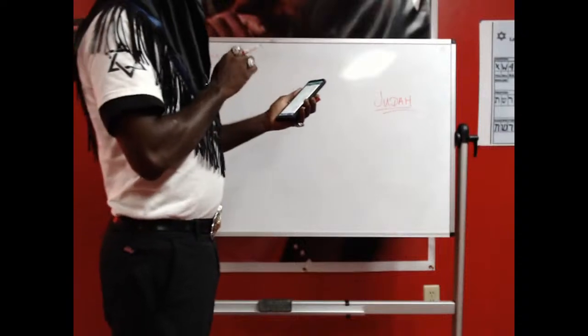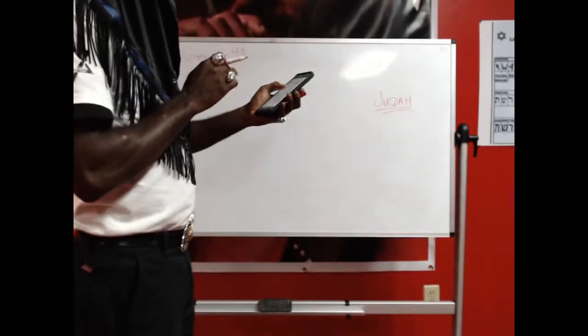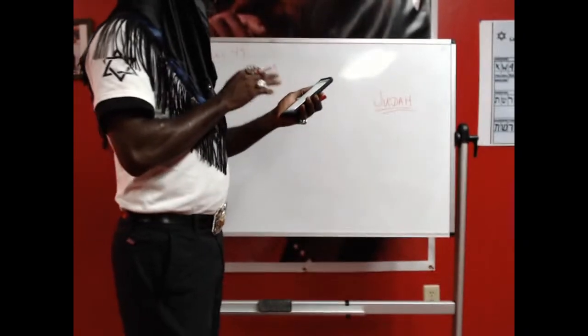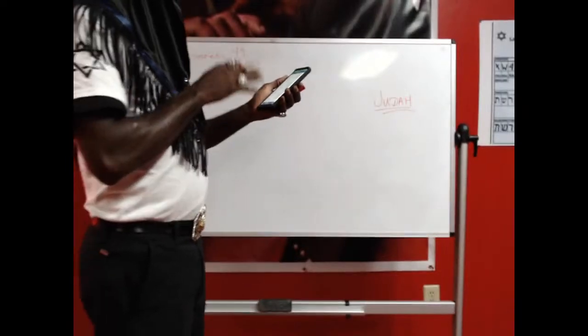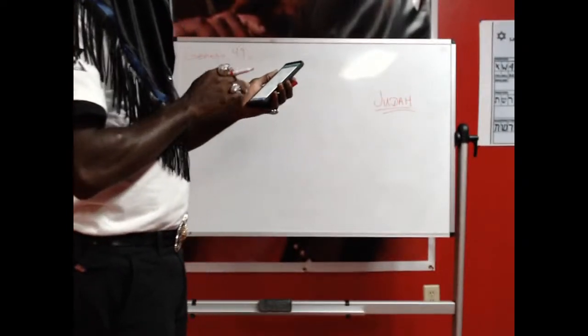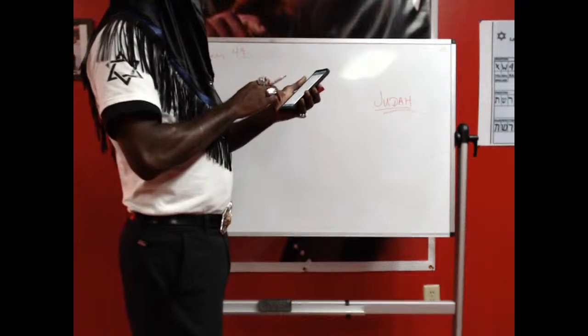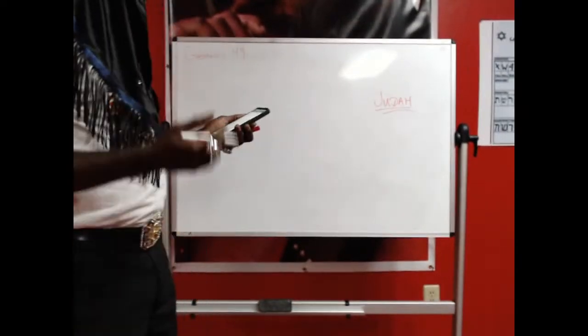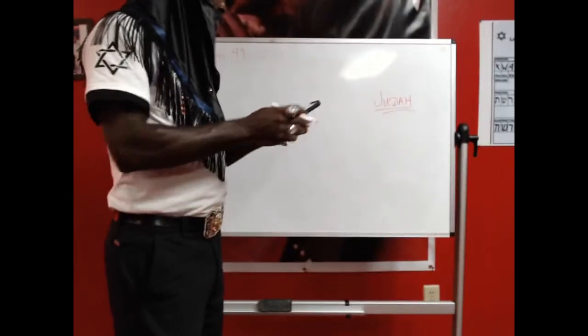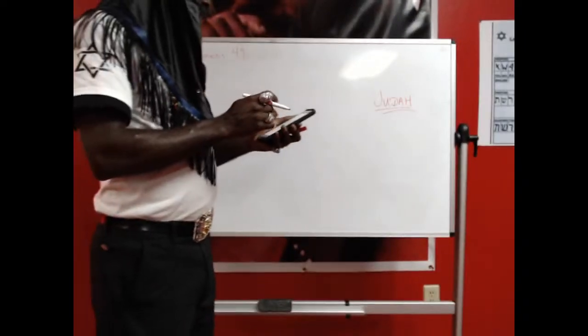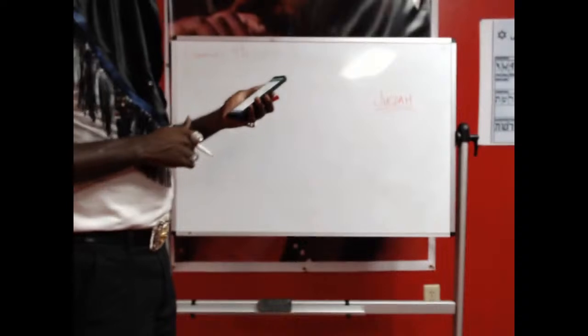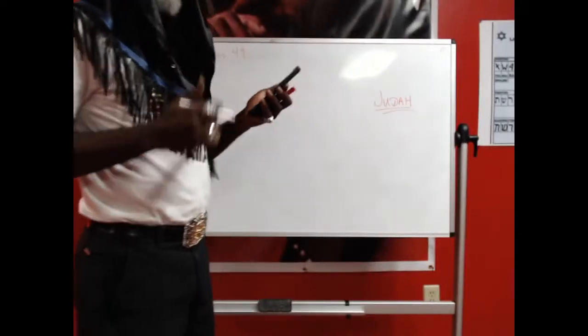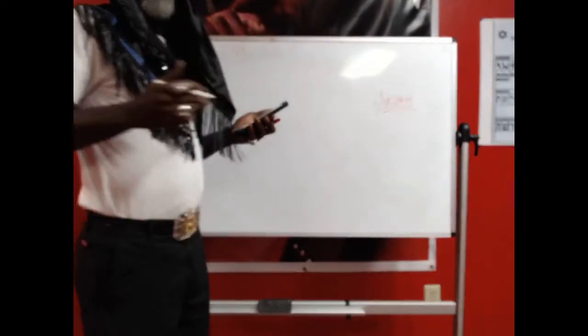It says, verse 8 in Genesis chapter 49: Judah, thou art he whom thy brethren shall praise. Thy hand shall be in the neck of thine enemies. Thy father's children shall bow down before thee. Verse 9: Judah is a lion's whelp. From the prey, my son, thou art gone up. He stooped down, he couched as a lion, and as an old lion, who shall rouse him up? Who is going to wake up Judah?